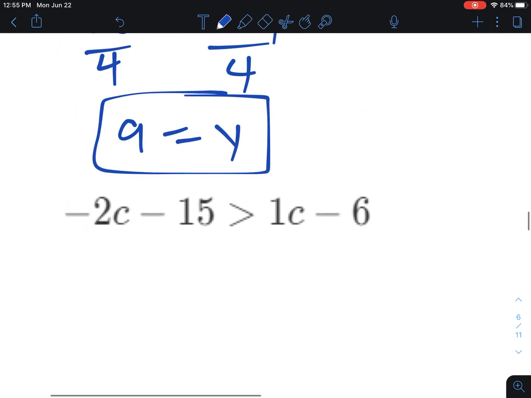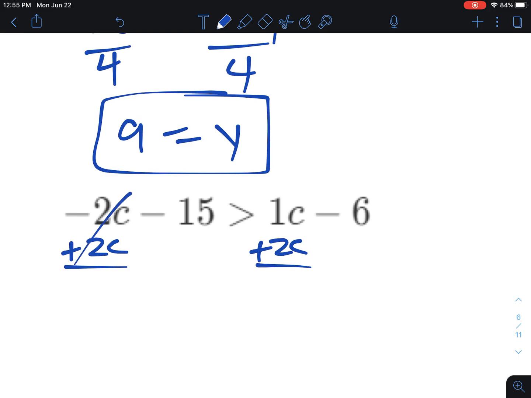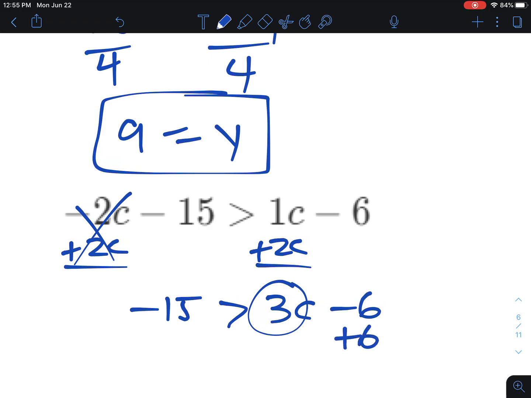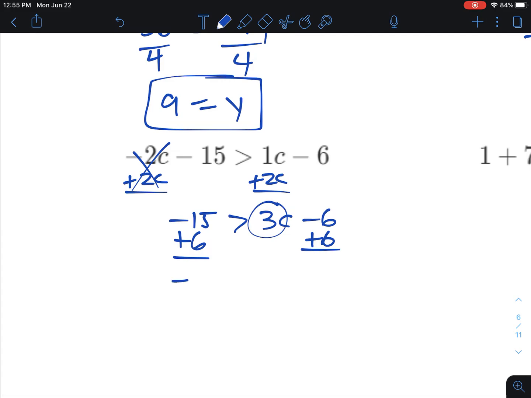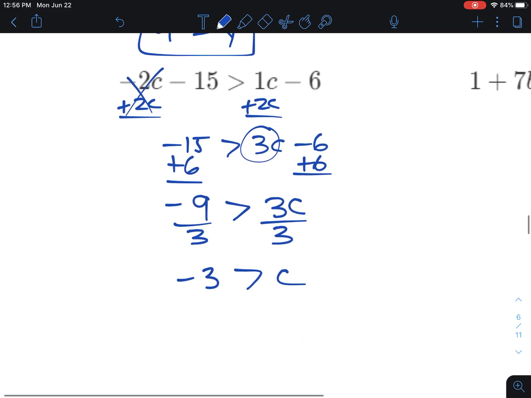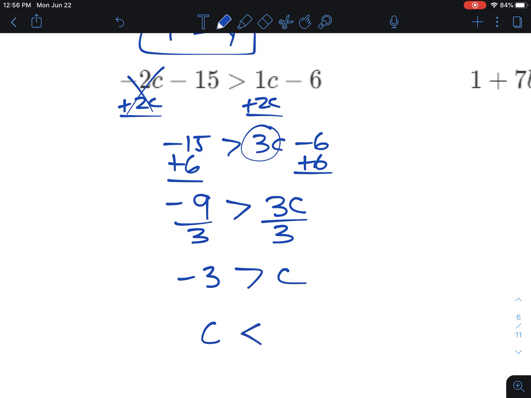A couple more examples here. Smaller variable is negative 2c, so I'm going to add 2c to both sides. So negative 15 is greater than 3c minus 6. Two-step, can't touch that variable. Move the 6 by adding it over. You get negative 9 is greater than 3c. Divide by 3, and you got your answer. This is the same thing as c is less than negative 3. If you like the variable coming first, same idea like that.